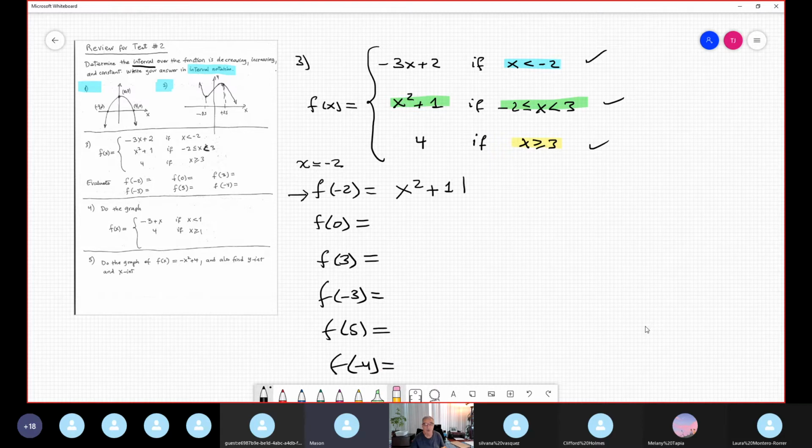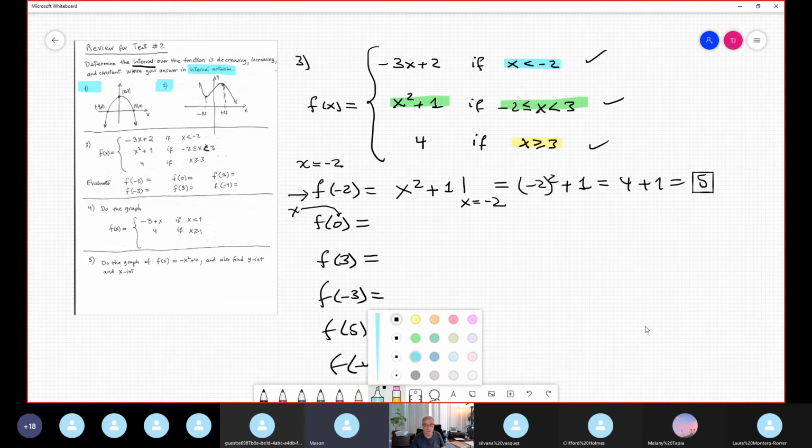And you plug negative 2 into the expression. Negative 2 squared plus 1. Negative 2 squared is positive 4, plus 1 is positive 5. Done. End of the story. Super easy. So the process is to discover which interval the x value belongs in, select the piece that corresponds with the interval, and plug that value into the function. Okay, this is yellow.